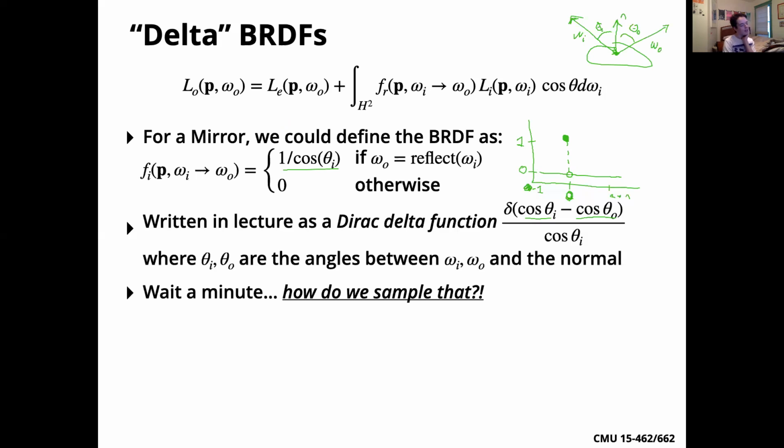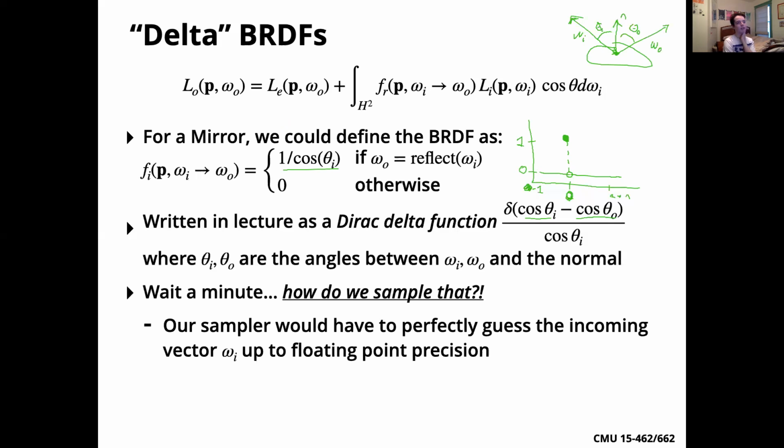So yeah, back to my original question, how do we actually sample that? If you think about it, our sampler is just picking uniformly random directions off the hemisphere. I showed you the bit of code before that actually does that. And this would mean it would need to exactly guess many times the incoming vector, wi, up to floating point precision. That's impossible. That would never happen. You need countless samples. You need to be running your path tracer for years to actually integrate to something, on any of these delta BRDFs, any BRDF with a direct delta function involved.